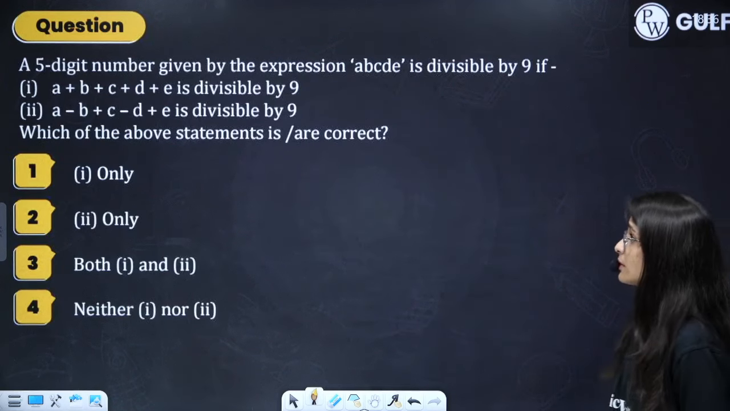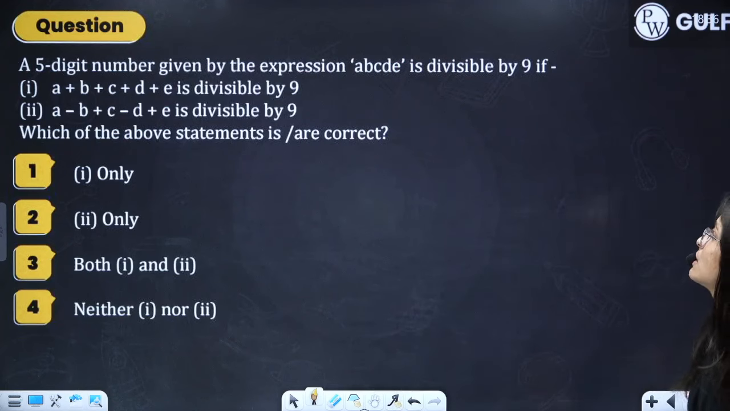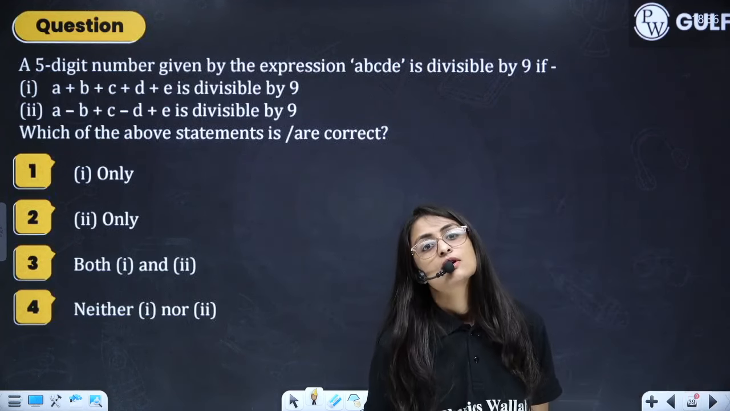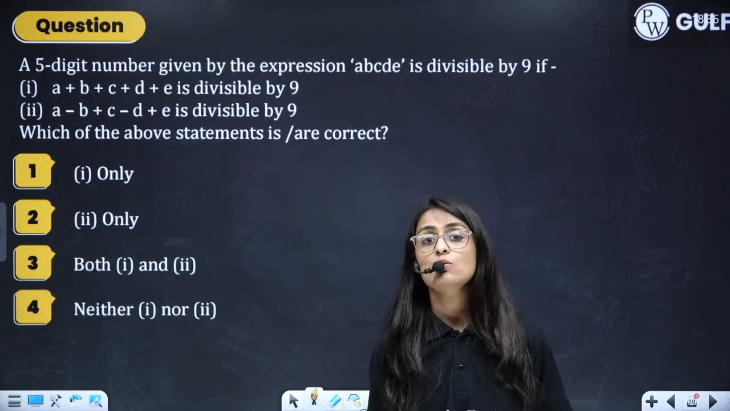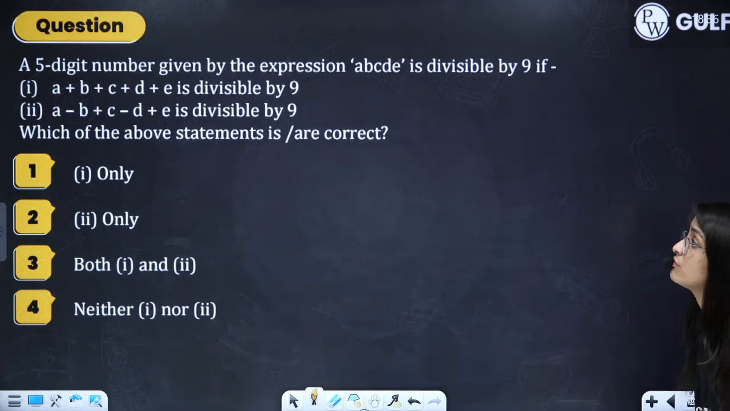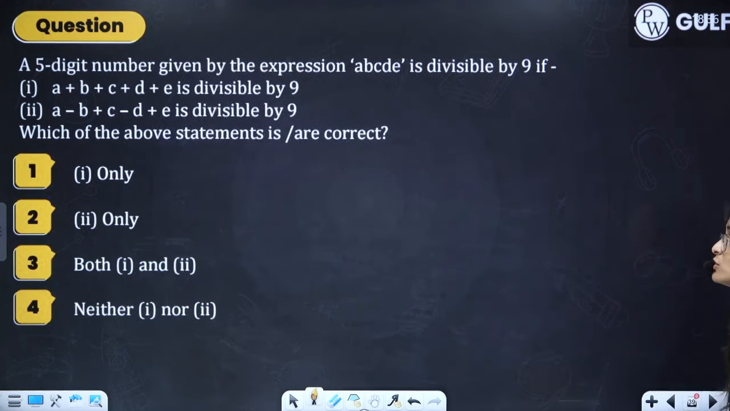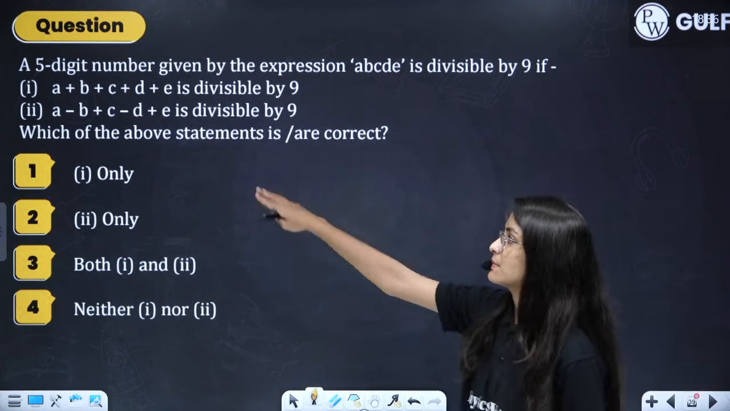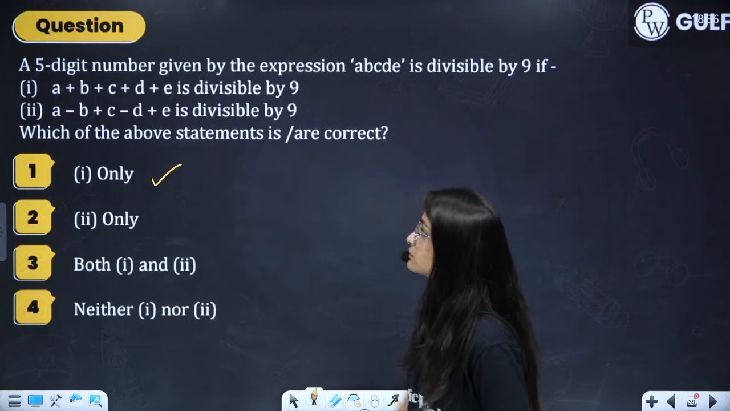Okay, a 5-digit number given by the expression ABCDE is divisible by 9 if... see, whenever you need to check the divisibility of 9, you just have to add all the digits and check whether the resultant is divisible by 9 or not. So here, only the first one: A plus B plus C plus D plus E is divisible by 9. You'll check that, right? Because subtraction won't help over here. So it's option 1 only.